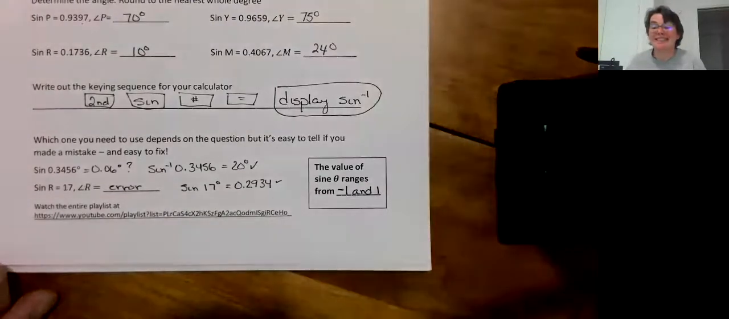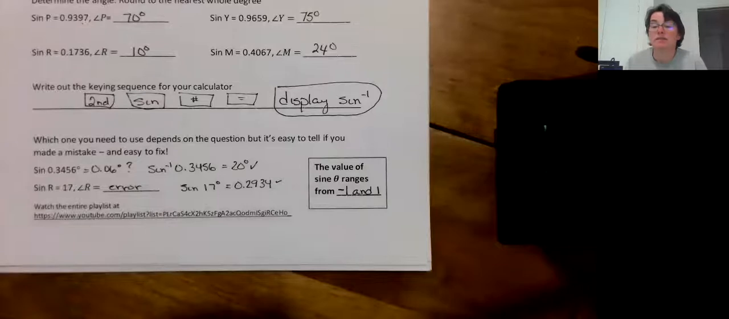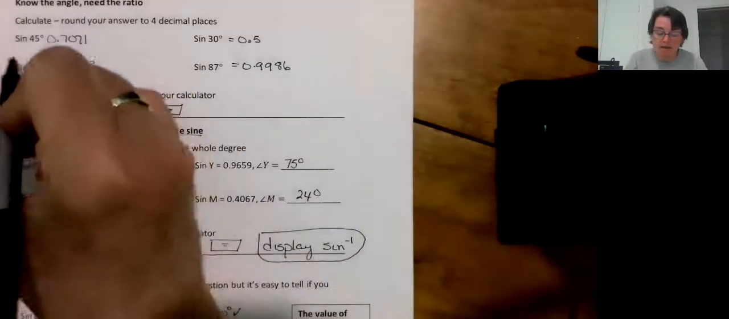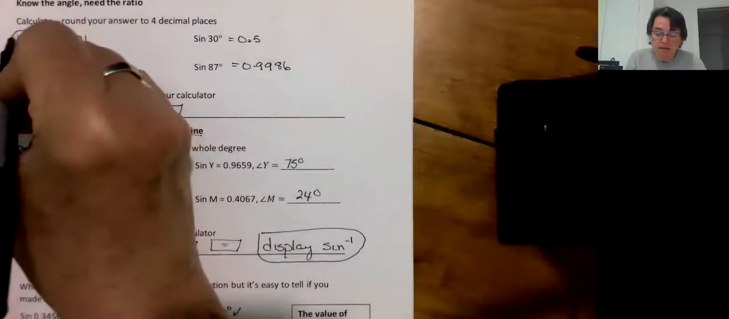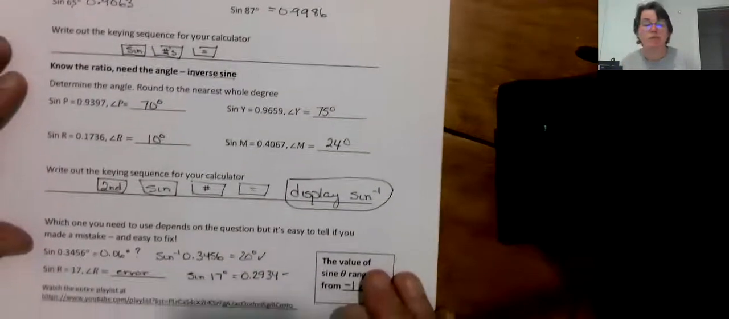You can always kind of check. And if you get it wrong and you get an error, just go, oh, should have used the other one. But basically, if you have the angle, you just press sine and the number. If you don't have the angle, that's when you press the inverse.